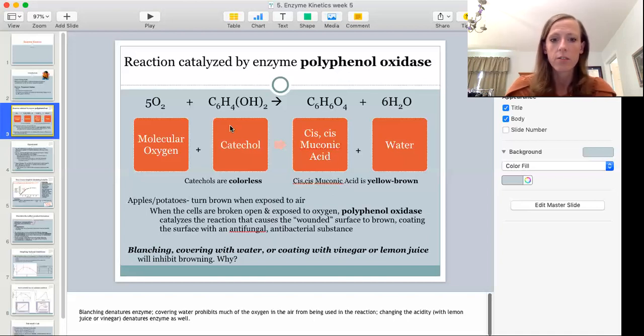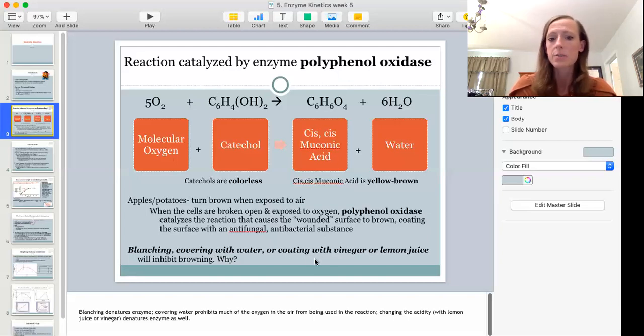If you look at our equation here, our reaction, one of the ingredients that has to go in is molecular oxygen, which does not pass very readily through water. And so if you cover the potatoes or the apples in water, then you're prohibiting access of oxygen to that reaction. So it won't be able to be a substrate, and therefore the reaction won't proceed.